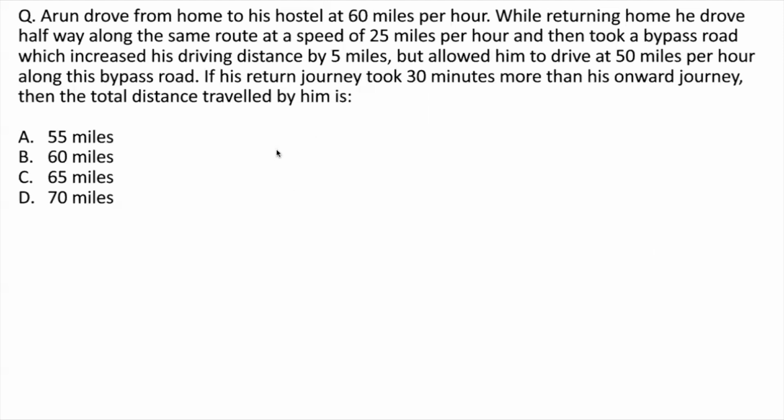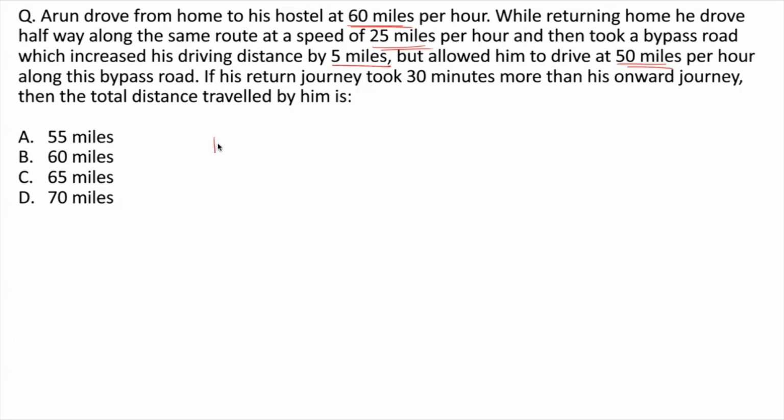All right, so Arun drove from home to his hostel at 60 miles per hour. While returning home, he drove halfway along the same route at a speed of 25 miles per hour and then took a bypass road which increased his driving distance by 5 miles but allowed him to drive at 50 miles per hour along this bypass road. If his return journey took 30 minutes more than his onward journey, then the total distance traveled by him is.